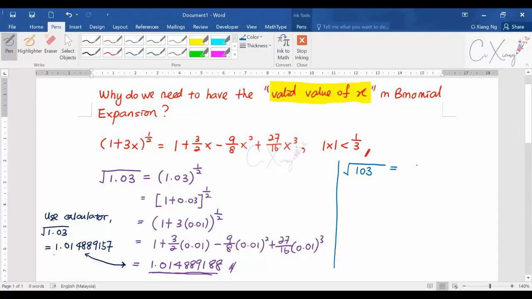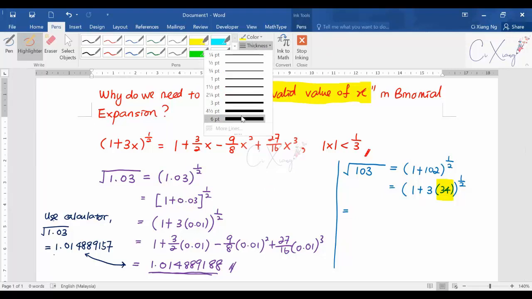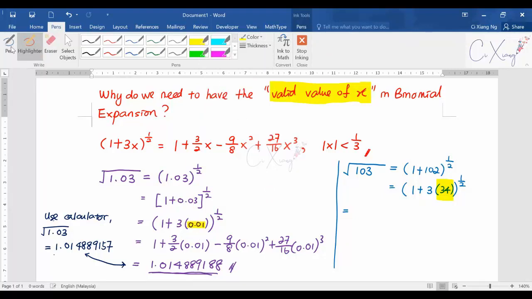So again, if you rephrase it, it will become 1 plus 102, right? 102 plus 1 is 103. And then the 102, you can make it become 3 times 34. Then you get 102, and then you plus 1. Okay, so now your x is what? Your x is 34. Just now the value of x was 0.01, but now it's 34.